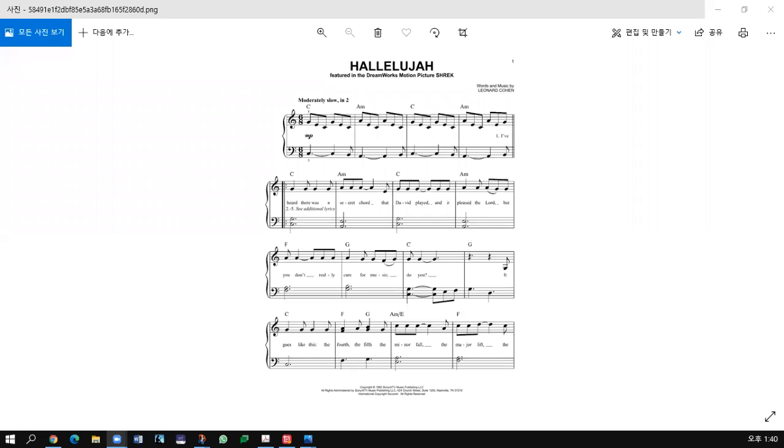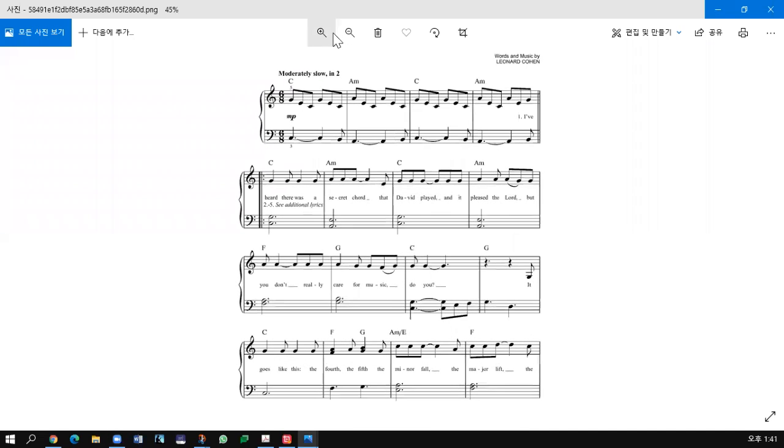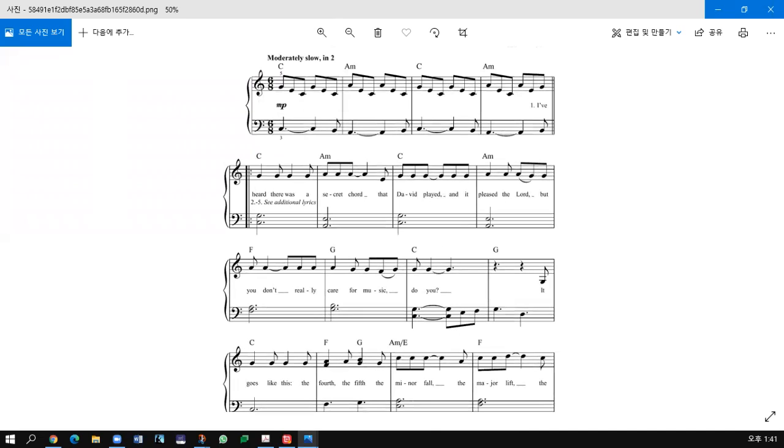So here, let's look at some examples of the compound meter. So the first song, if you see the screen here, is Hallelujah. I know you guys know this song, right? Da da da da da da da da da da da da da da da. That song, right? So let's look at the time signature here. Time signature is 6/8. What does that mean?